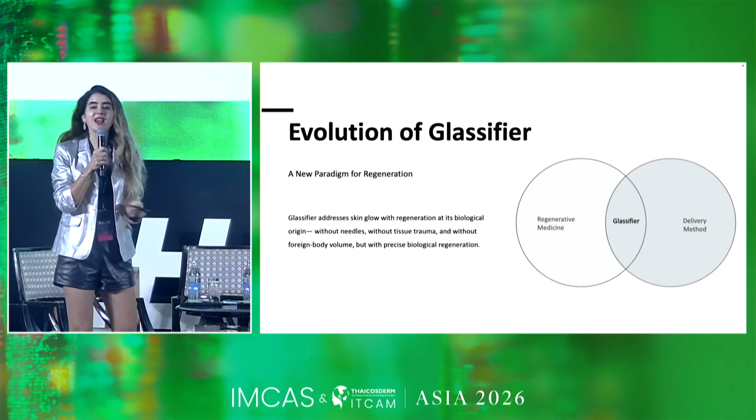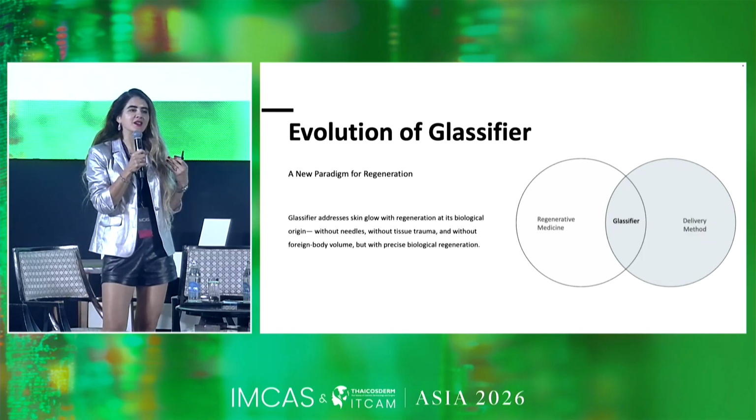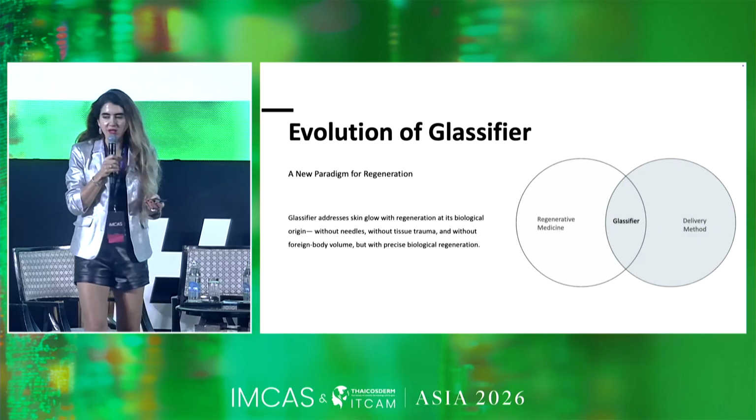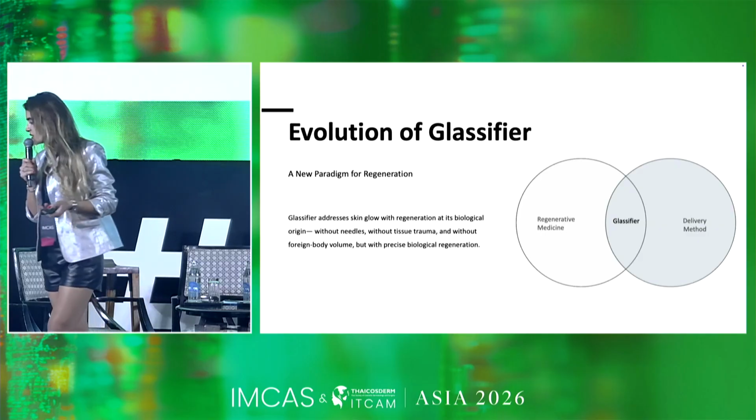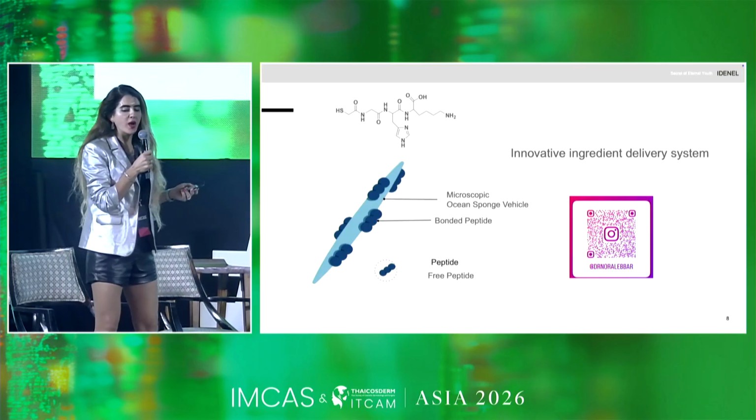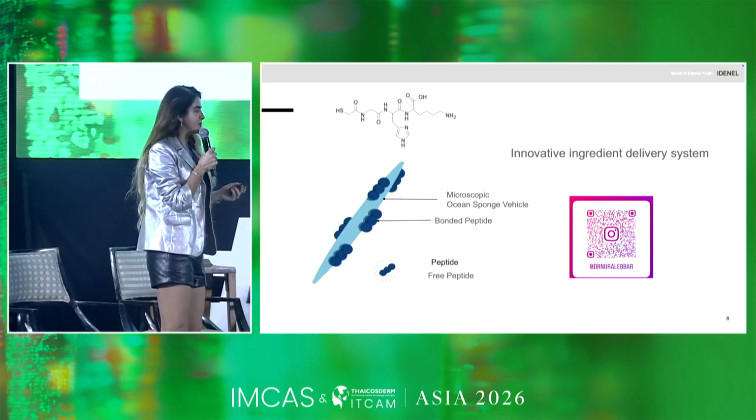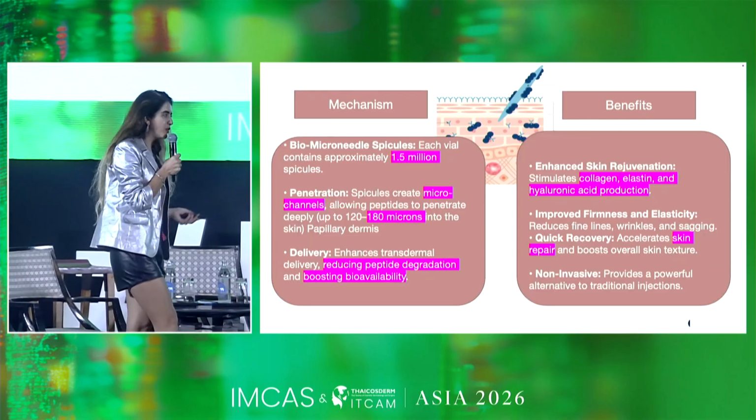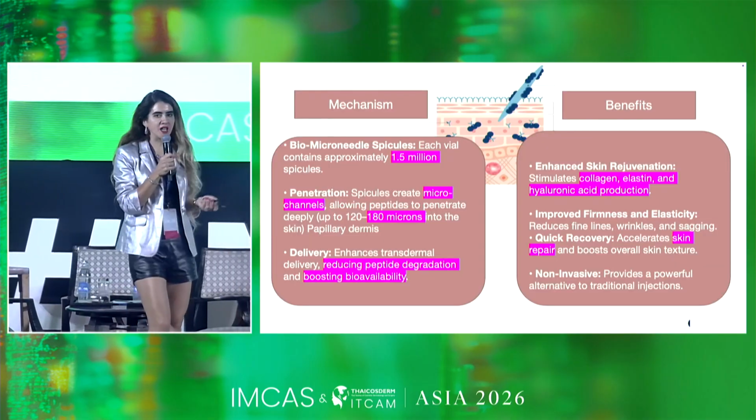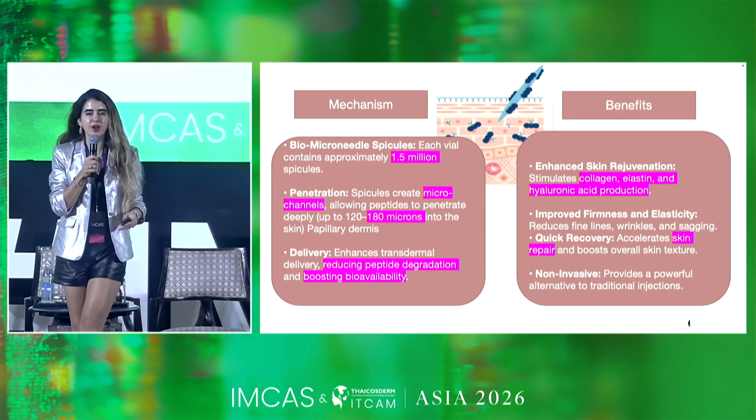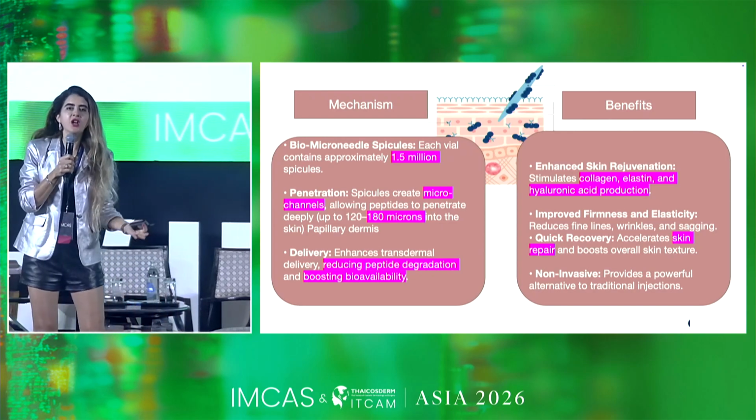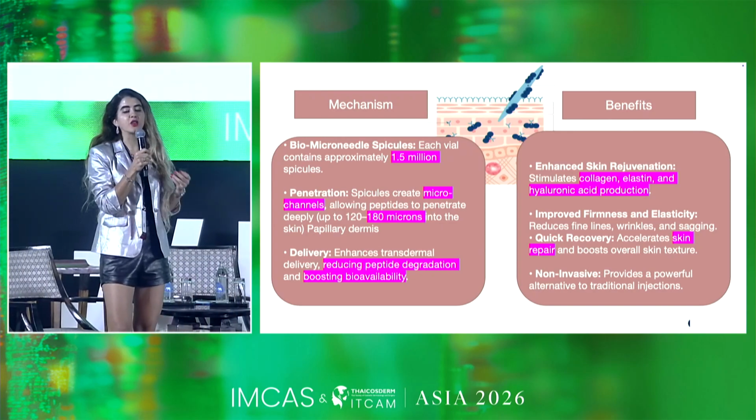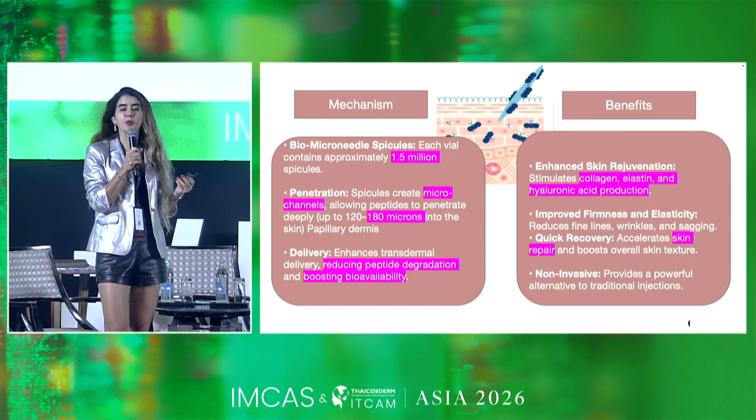What I do, I use the Glassifier, which is a regenerative topical product which has a very, very innovative method of delivery. I have these spicules that I apply. They carry a GHK copper peptide. Once they are at 2 millimeters in the dermis, and in contact with glutathione, they will deliver the GHK copper peptide.